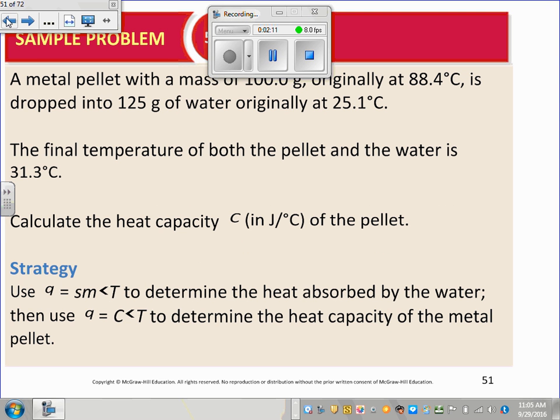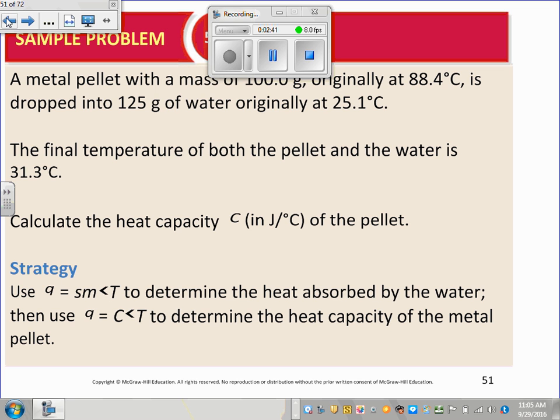Okay. Once more. We have a pellet that weighs 100 grams. It's at a temperature of 88.4 degrees Celsius. We put it into the calorimeter, which has 125 grams of water. The water was originally at 25.1 degrees Celsius. Then we let it come to equilibrium.